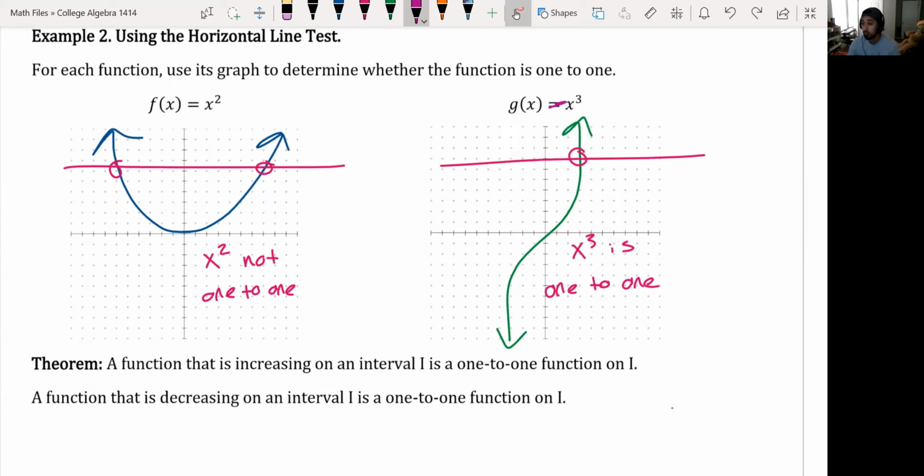So an all-decreasing function is also a one-to-one function, which we can use that theorem to refer to x squared. X squared is a decreasing and increasing function. Therefore, it is not considered one-to-one. It either has to be all increasing or all decreasing. So there you go. That is the definition of a one-to-one function.